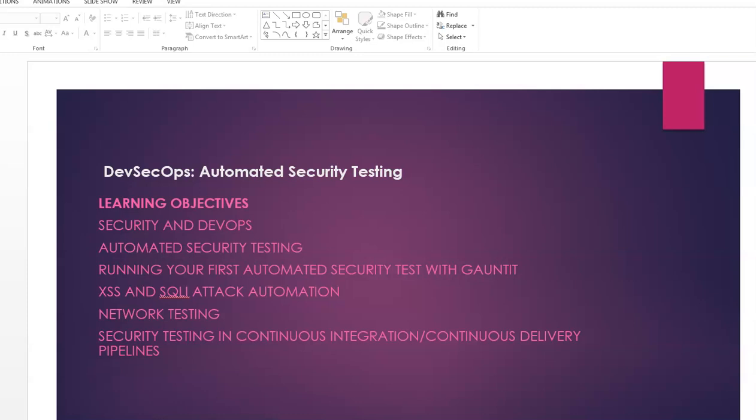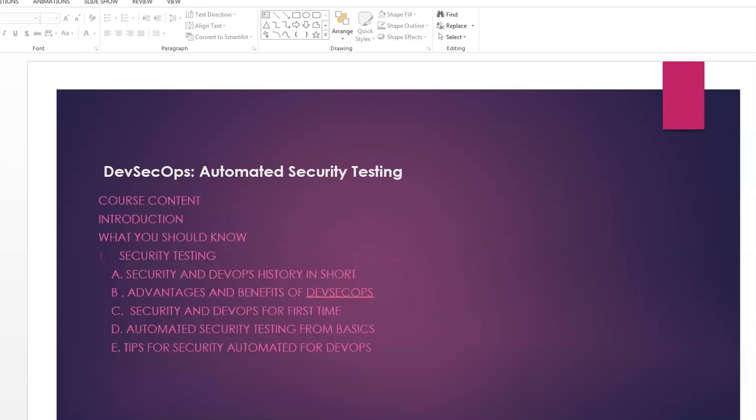I think we have discussed this topic previously, right? Cross-site scripting as well as the SQL injection attack, how exactly it is happening. So here we'll do automation. And how exactly we perform network testing, and how security testing takes place with respect to the continuous integration and continuous delivery pipeline. That is a topic we'll discuss in detail.